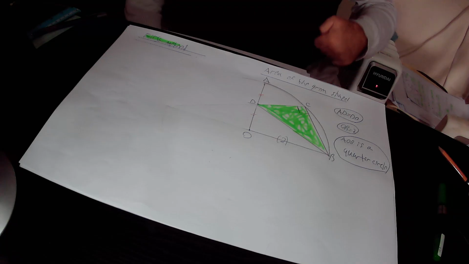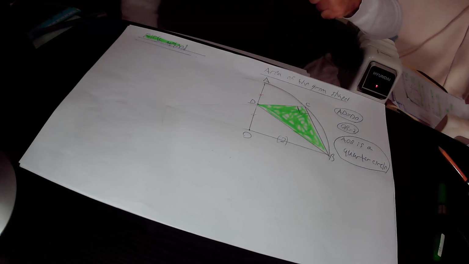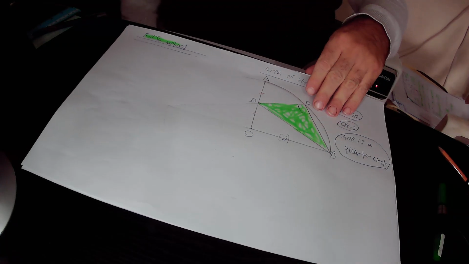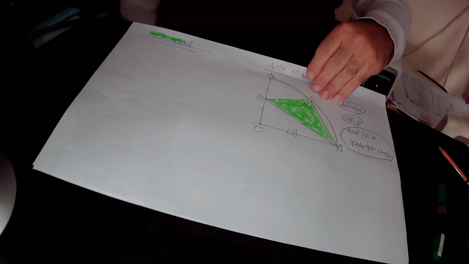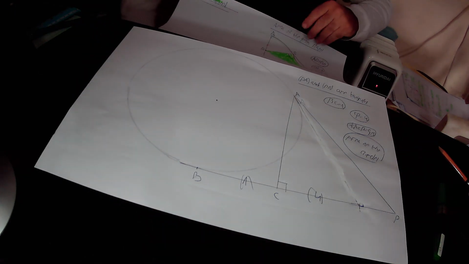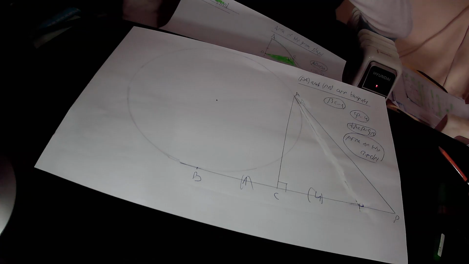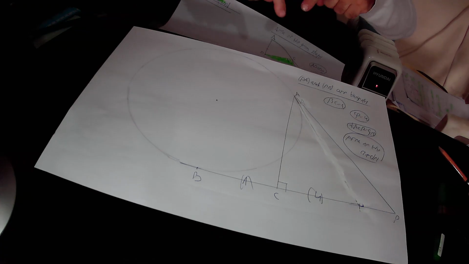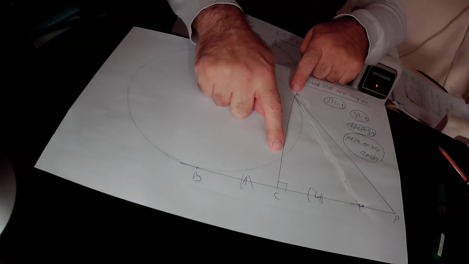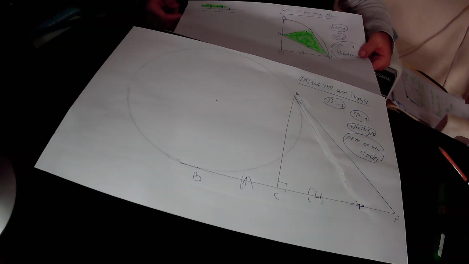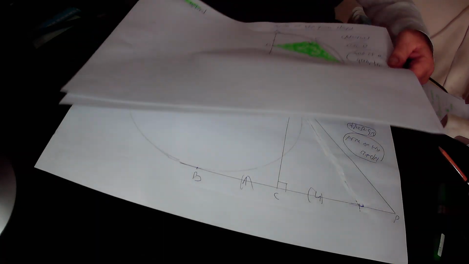In this lecture I will answer two questions. In the first question we'll find out the area of this green shape in two different methods. And in the second question we'll find out the area of this circle that intersects with this right triangle ACP at those two points. So we'll start with the first question.